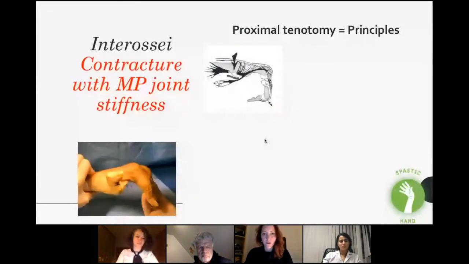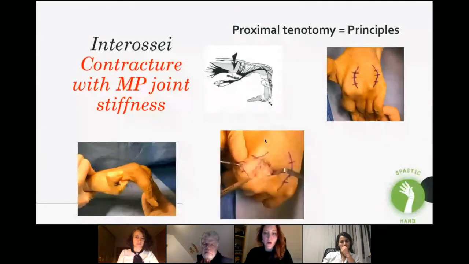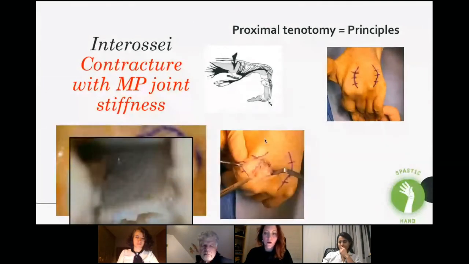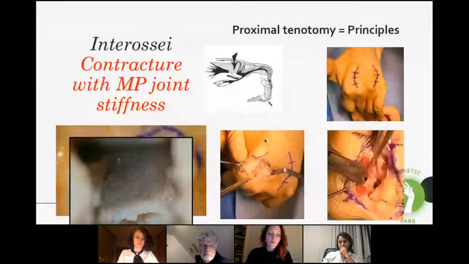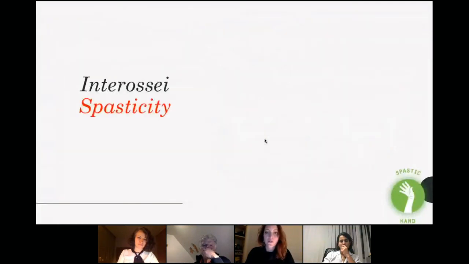So for the proximal tenotomy, in case of severe contracture of the interossei, we perform a two dorsal approach for the forefingers. We isolate the tendon of the interossei. We first look for the deep transverse metacarpal ligament, which is the palmar boundary, and then we just cut the tendon proximally. We use a palmar splint for 4 weeks, wrist in extension, so the splint does not slide, MP in extension, and then after 4 weeks we begin the physiotherapy.